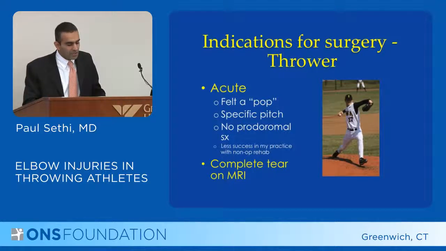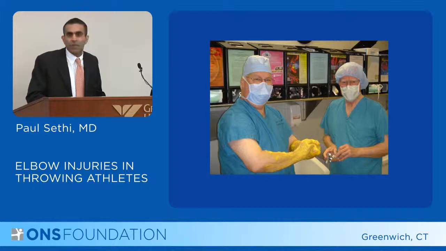Who do I fix? The 17 and older athletes who are college-bound, who have determined that they have the skill set and the desire to play at the next level and the commitment to, who have felt the acute pop, who have a complete tear on the MRI scan. I'm going to show you a couple pictures of surgery.